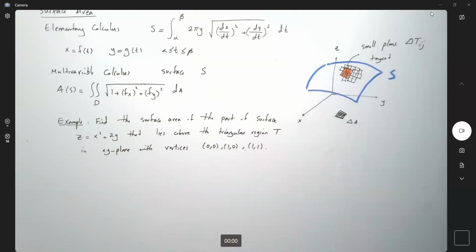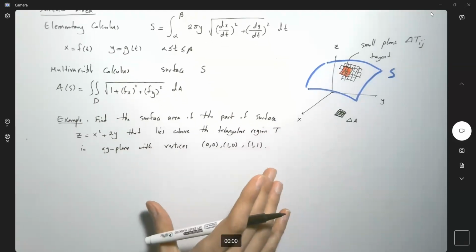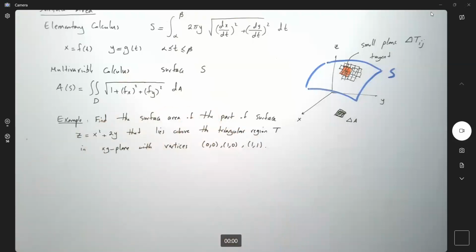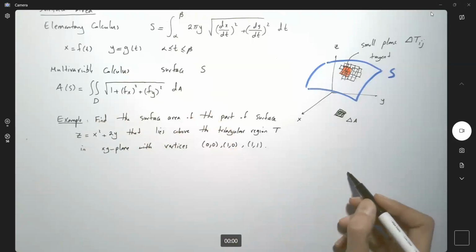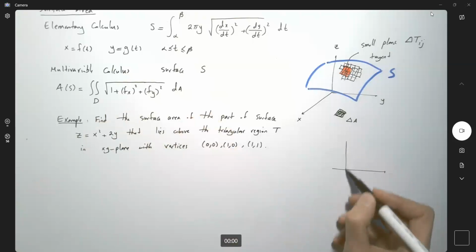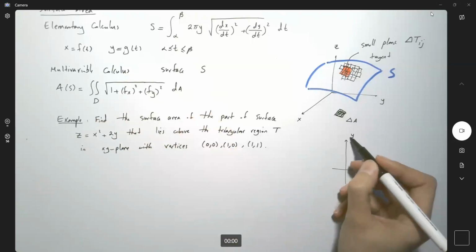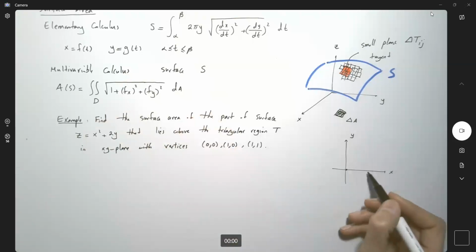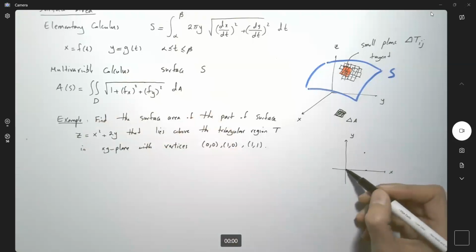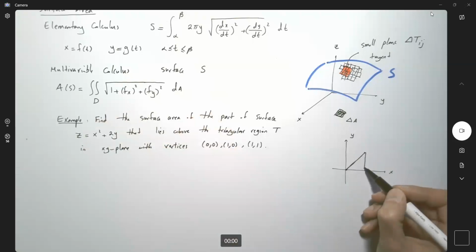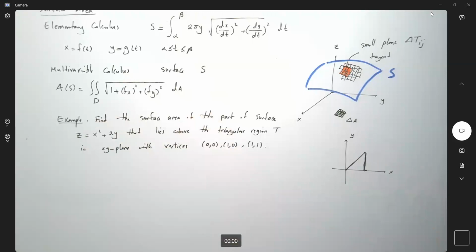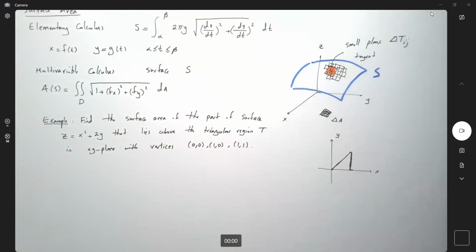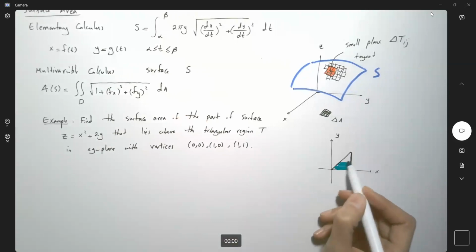So let's take a look at this region in the xy plane. See what we are dealing with. In the xy plane, you have the points (0, 0), (1, 0), and (1, 1). This is what we're dealing with. This is the region that we have, a triangular region.